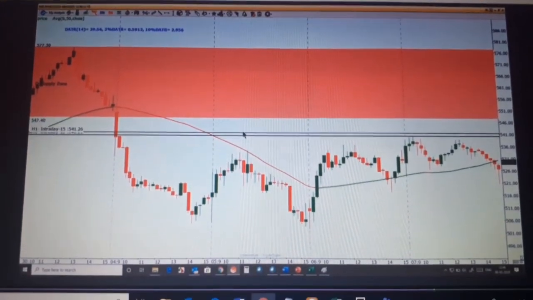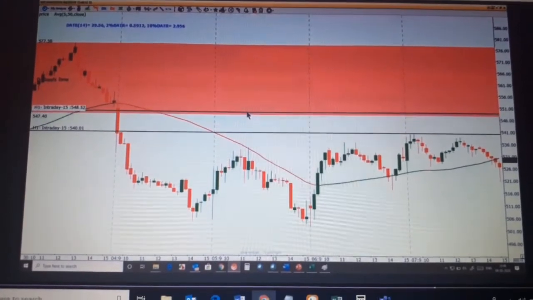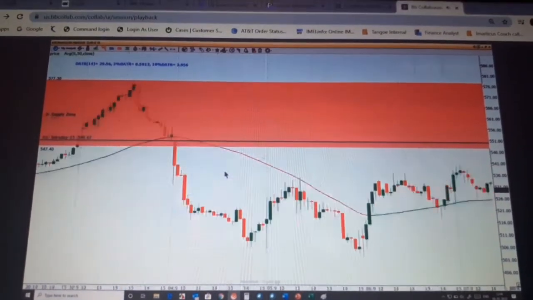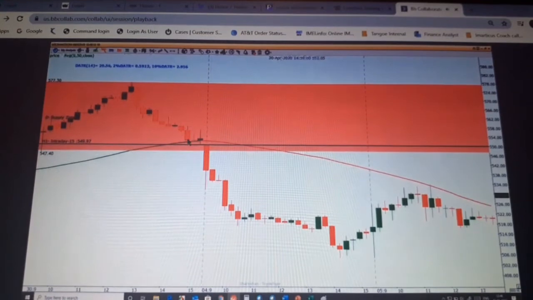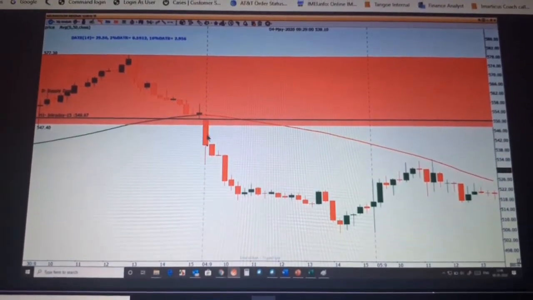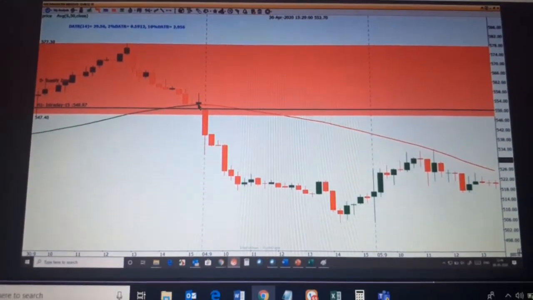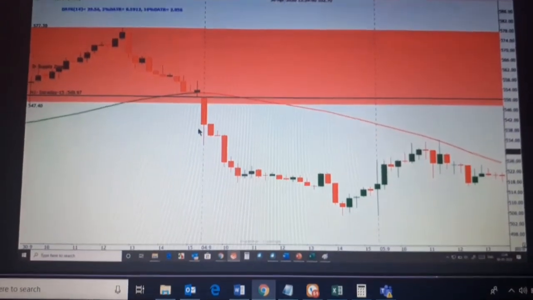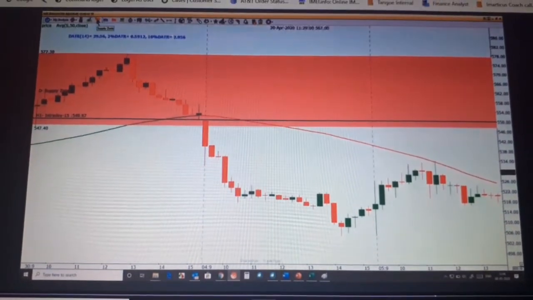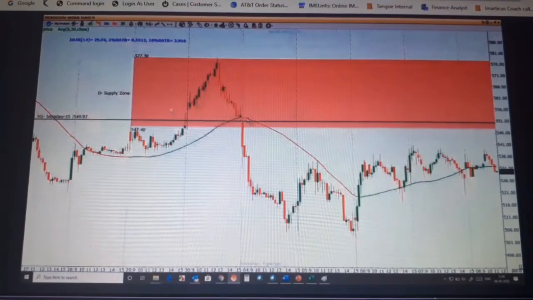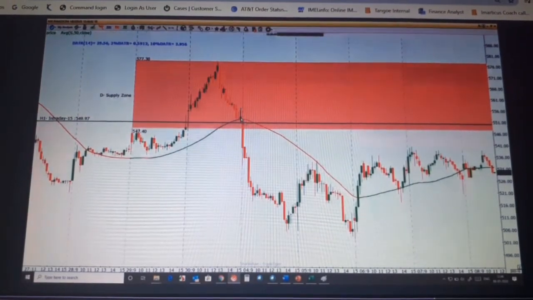Cutting through candles. Again, I go over here. I do find a supply over here. Drop, base, drop. Now drop, base, drop. This is your supply.